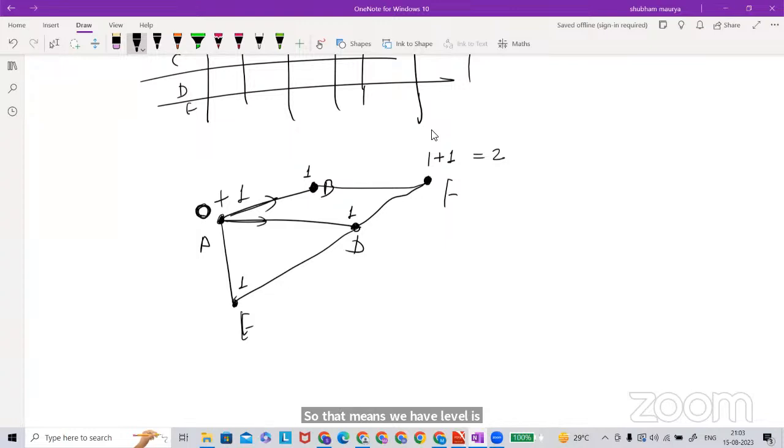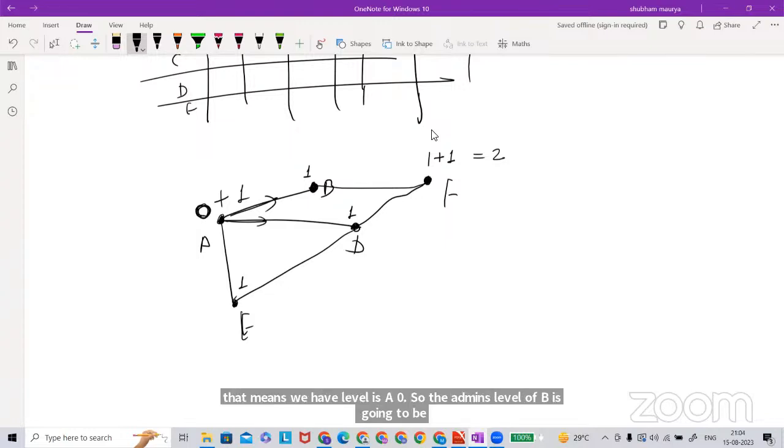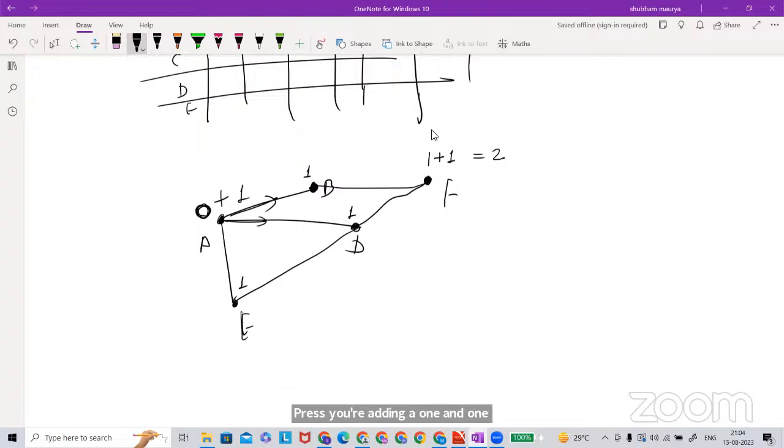So the label of B is going to be 1. But for labeling F, are you adding the labels of A and B? So for F, it is not going to be 1 plus 1. Whatever the label now, we have this B, and from B I can visit only F. So whatever the label for this one, I just added 1 also.